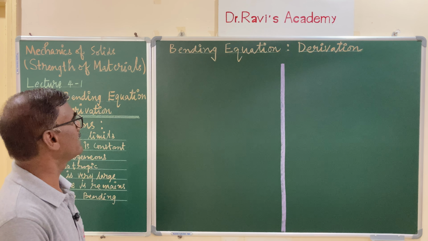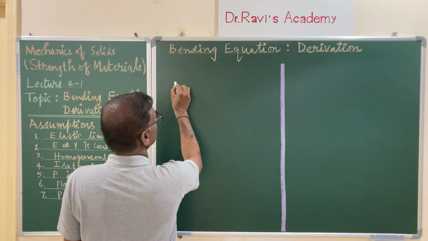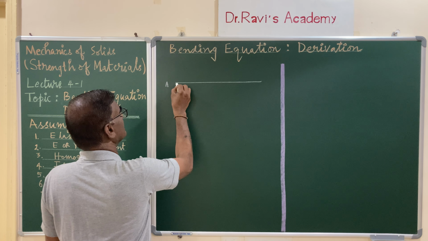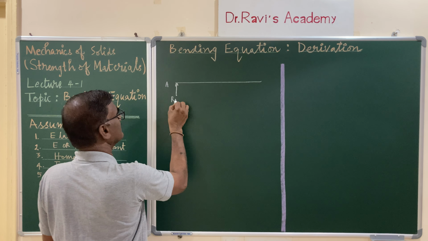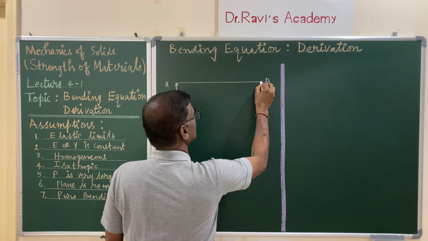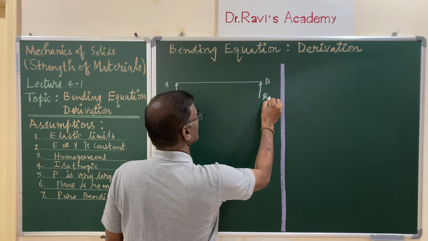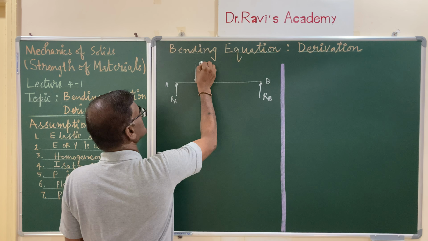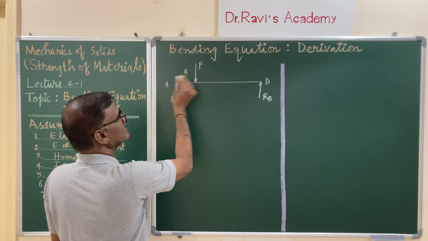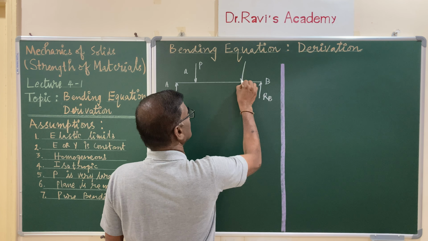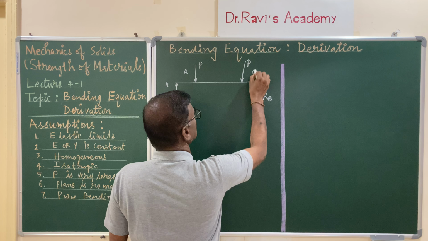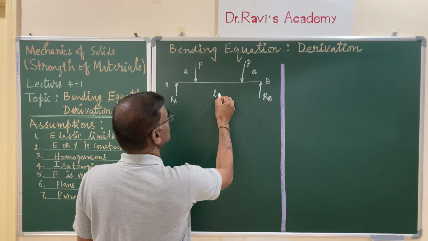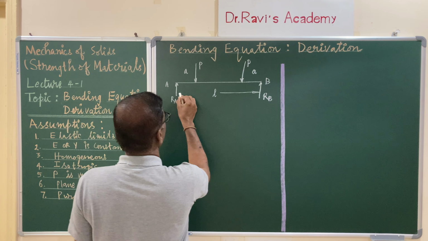Let us consider a simply supported beam. At end A you have a roller support RA, and at end B a roller support RB. It is loaded with an external force P at a distance a from the left end, and the same load P at a distance a from the right end. The length of the beam, or the span, is L.